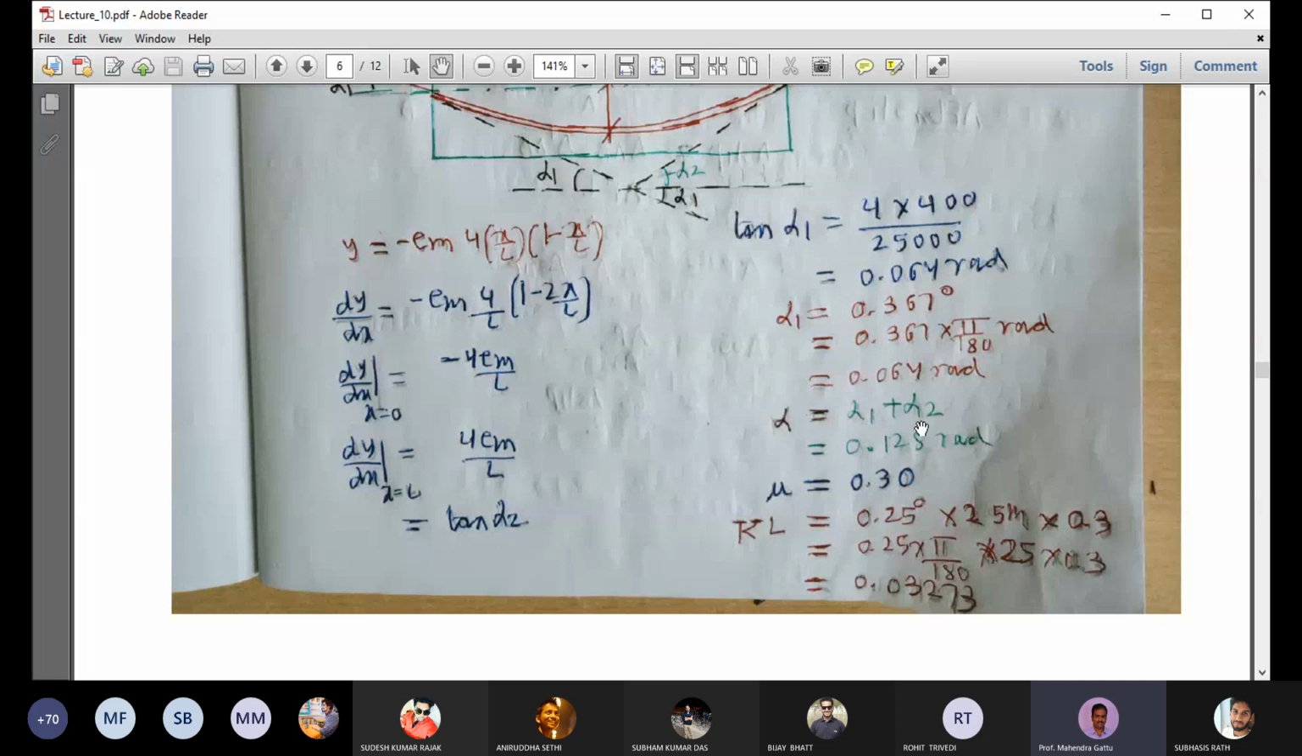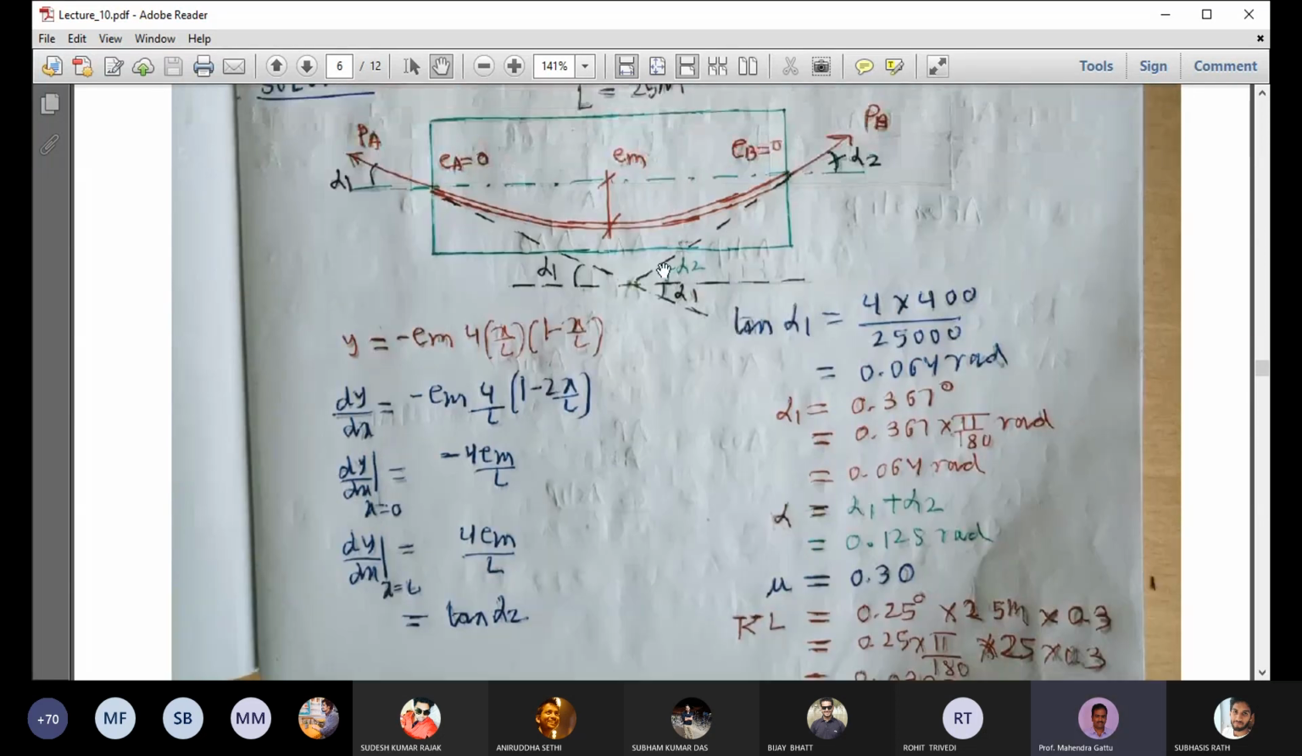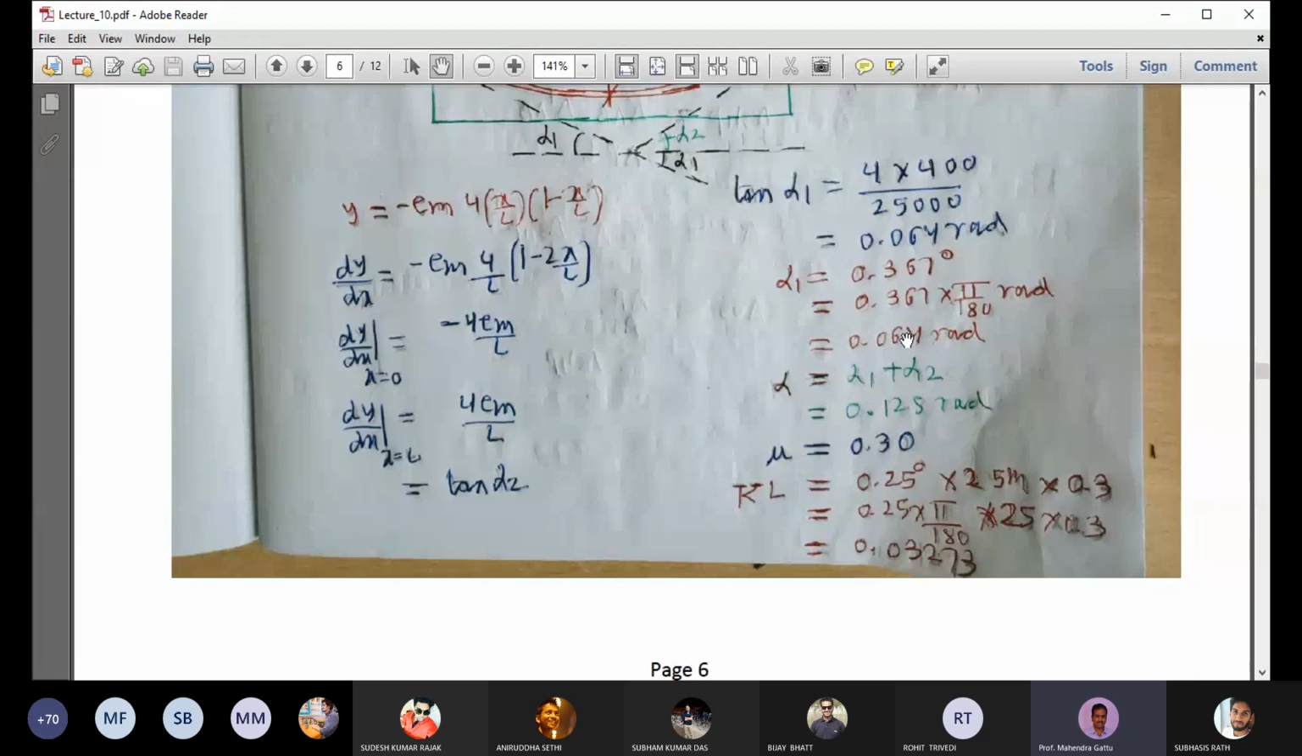So alpha is alpha 1 plus alpha 2. That is, this change in the slope between this point and this point is this value, and that is alpha 1 plus alpha 2. So that is 2 times that. So 2 times 0.064 is 0.128 radian.